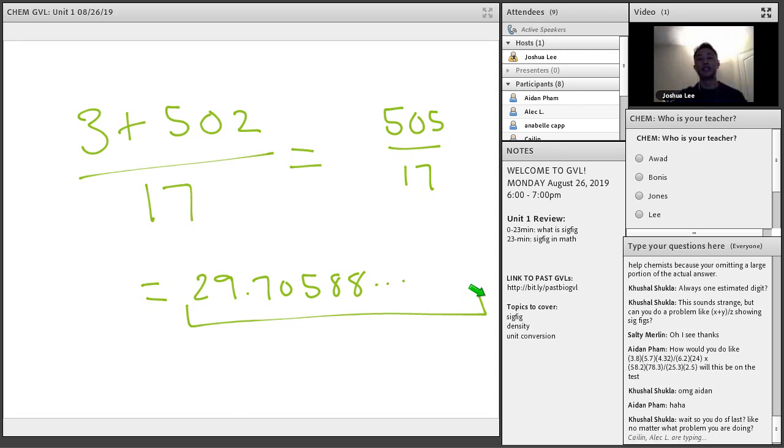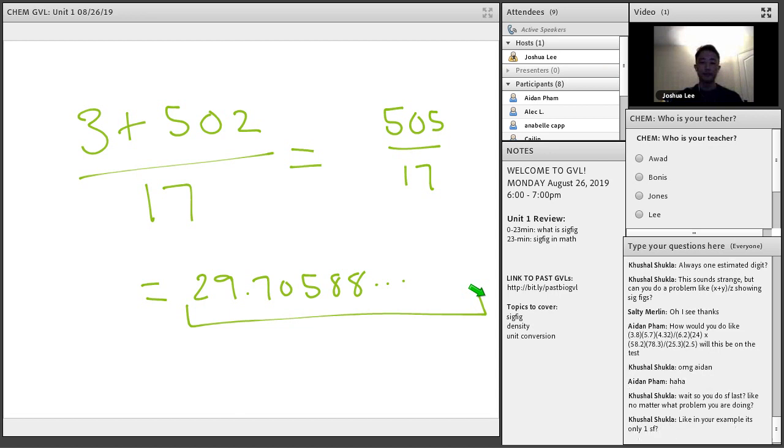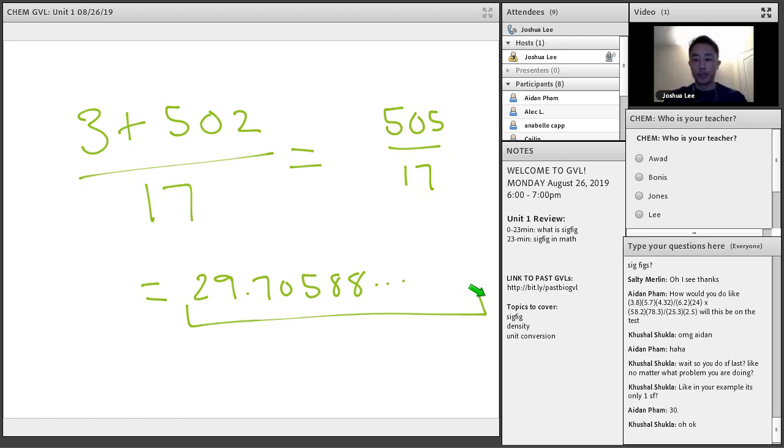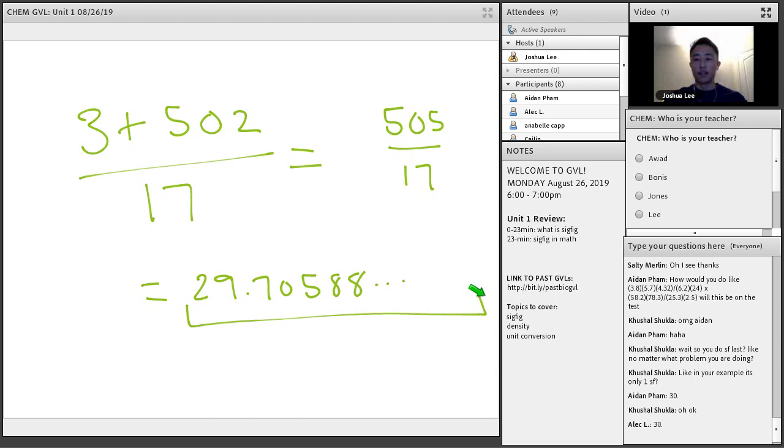Does anyone have a guess as to what our actual answer is? Let's see some answers. Let's see what you guys think, and then we'll see what the actual answer is. Remember, it doesn't matter if you're wrong or right, as long as you try. So Aiden thinks it's 30 with a decimal point. Alec also thinks that.